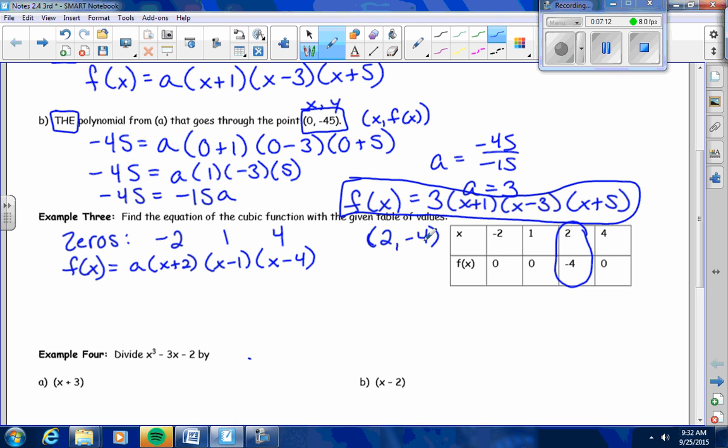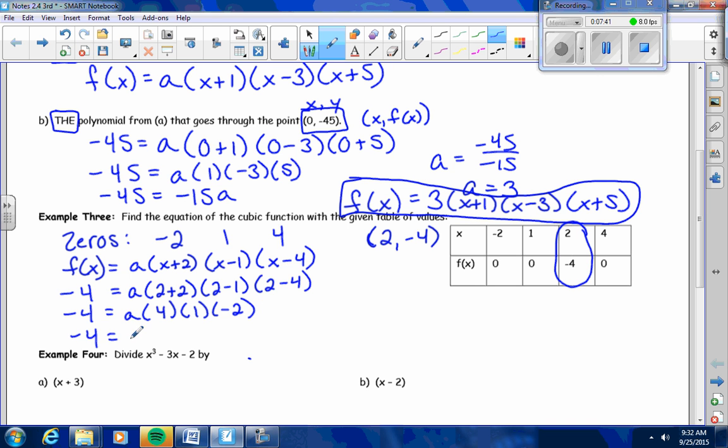So where am I going to plug in negative 4? For f of x, yep, equals a times, and where does the 2 go? In for the x's. So 2 plus 2 times 2 minus 1 times 2 minus 4. So negative 4 equals a times 4 times 1 times negative 2. What is 4 times 1 times negative 2? Negative 8, so that's negative 8a.